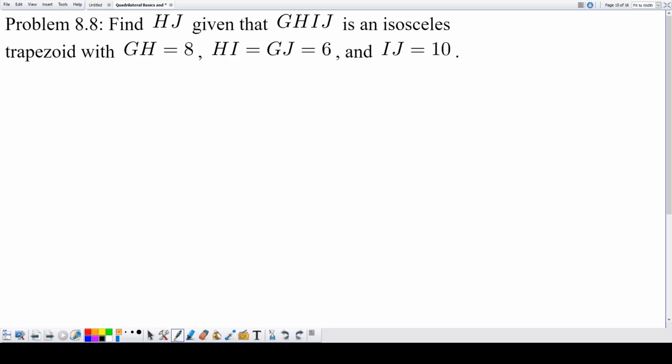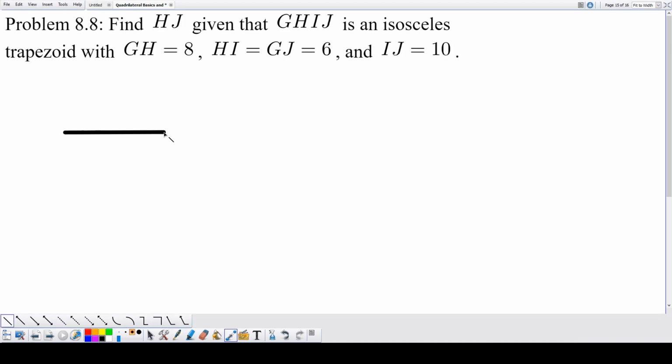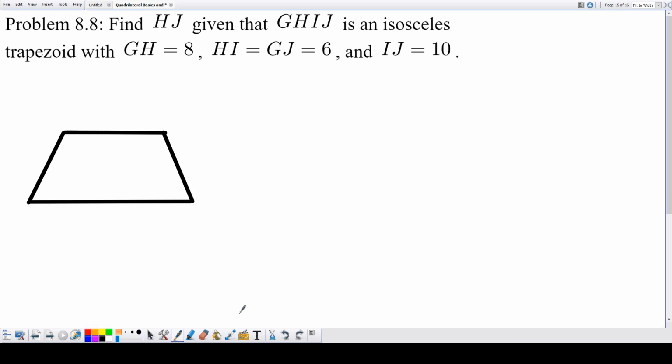So, for the last problem in the lesson, 8.8, we want to find HJ given that GHIJ is an isosceles trapezoid. So let's draw this trapezoid out, just like so, where the two legs are HI and GJ, which is 6 and 6. And we want to find HJ, so let's label the points.